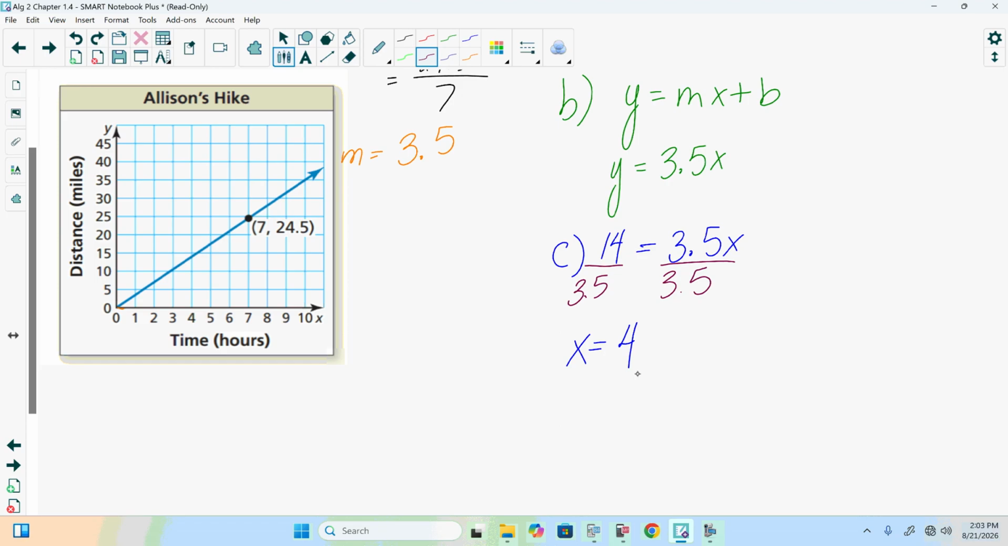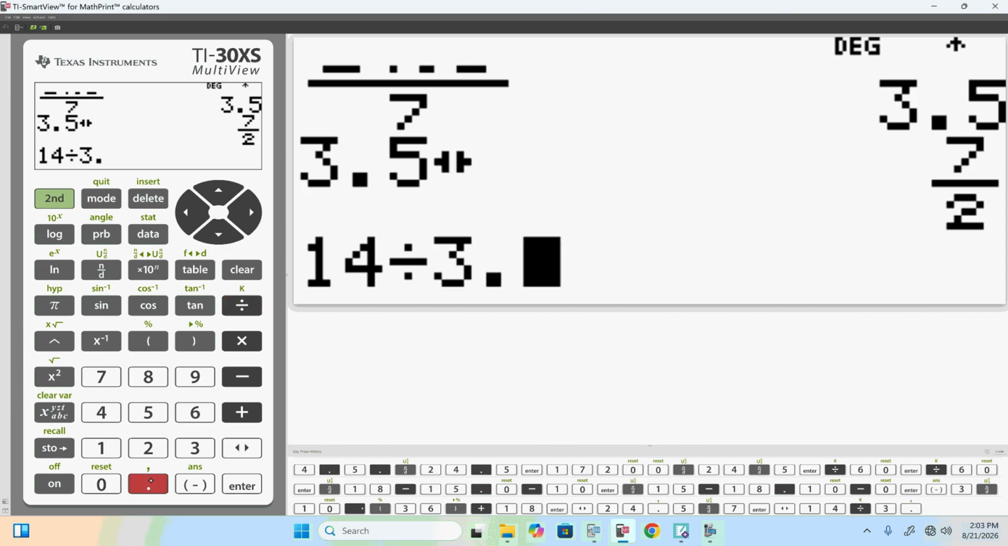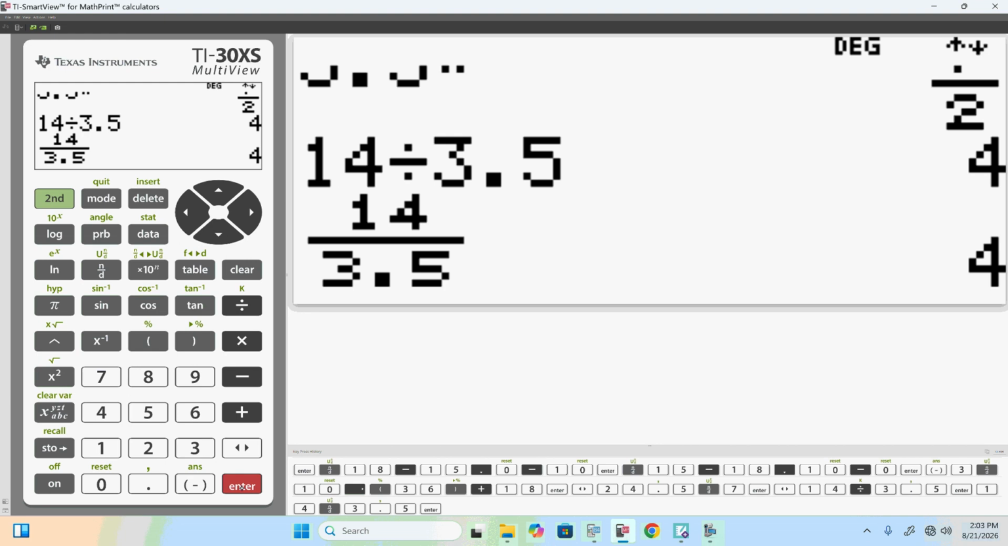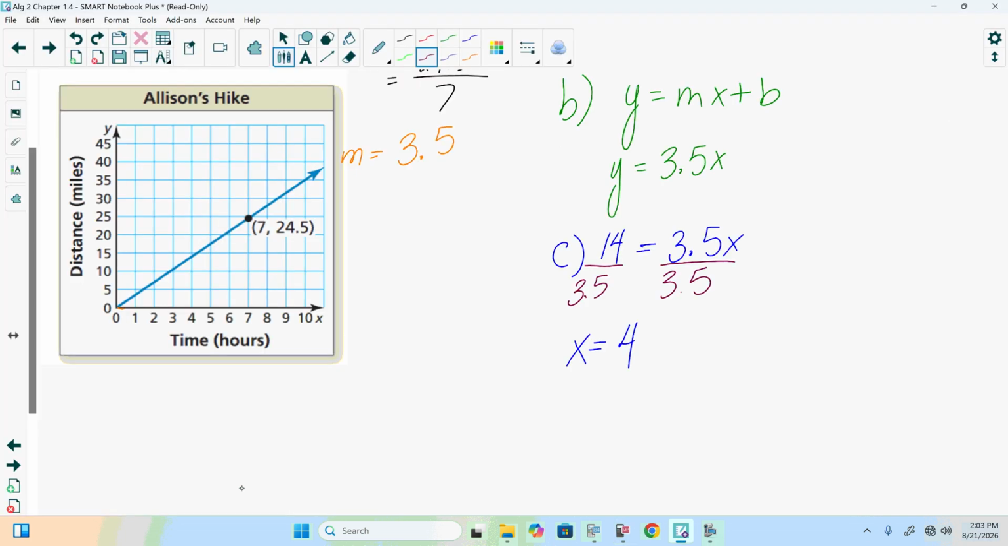Interestingly enough, our fraction was 7/2, yes? For every 2 hours it takes her, she walks 7 miles. So for every 4 hours, she would walk 14. Four hours. Questions on this here? Question on anything we've done so far?